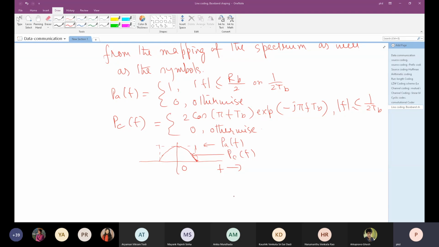So I think next we shall discuss carrier signaling. Till now we are in the baseband. Our next topic would be carrier signaling.